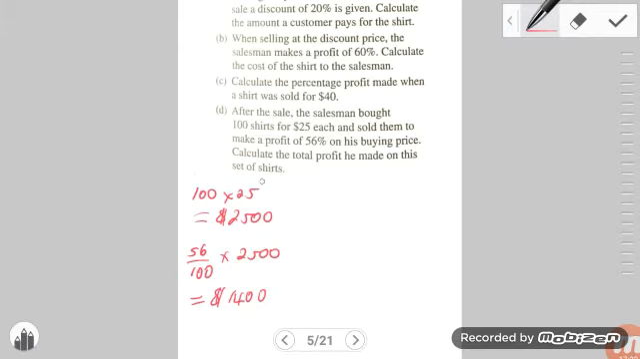So we just basically had to calculate how much he is buying the 100 shirts for, which is $2,500, and then find 56% of that cost of the set of shirts, and that would have given us the profit that he's making on these set of shirts. So that's $1,400. That's it.